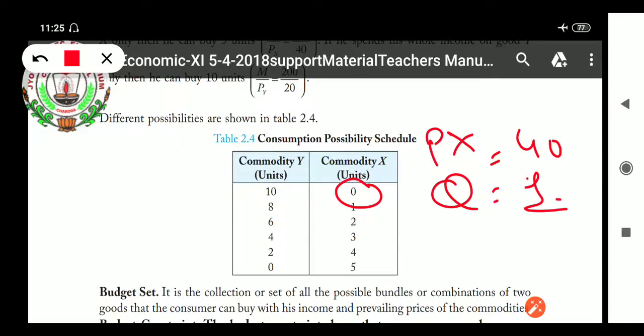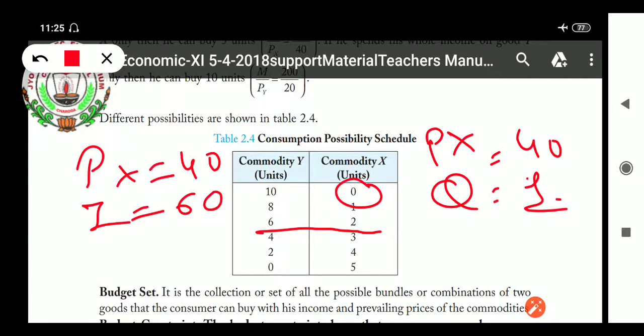So if 6 units of Y he is purchasing, definitely how many rupees will be left out? That is 80 rupees. Out of 200, 80 rupees will be left out. In that situation, how many units of X can we purchase? What was the price of X? That was 40. So income left with us is 80. 80 divided by 40 we will do, 2 units. 2 units of commodity X we can purchase.